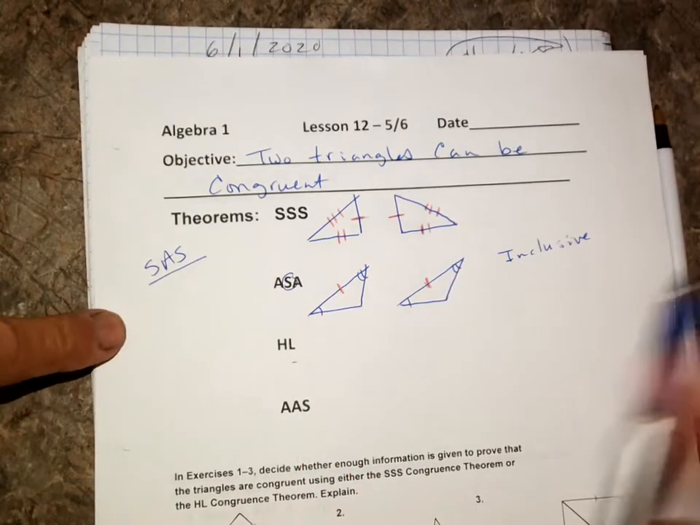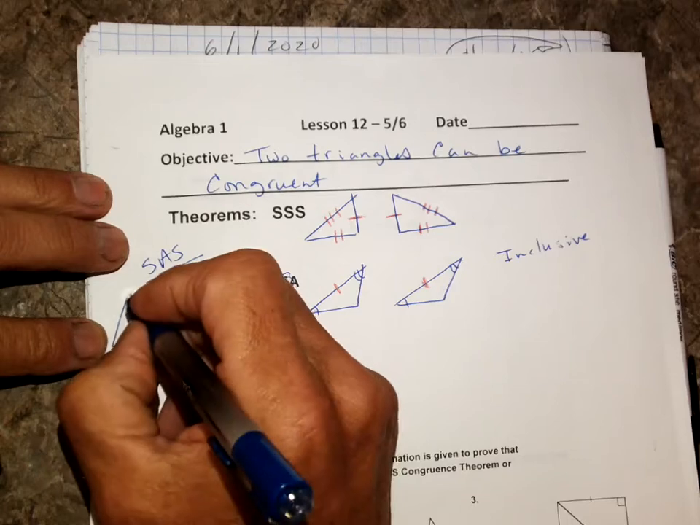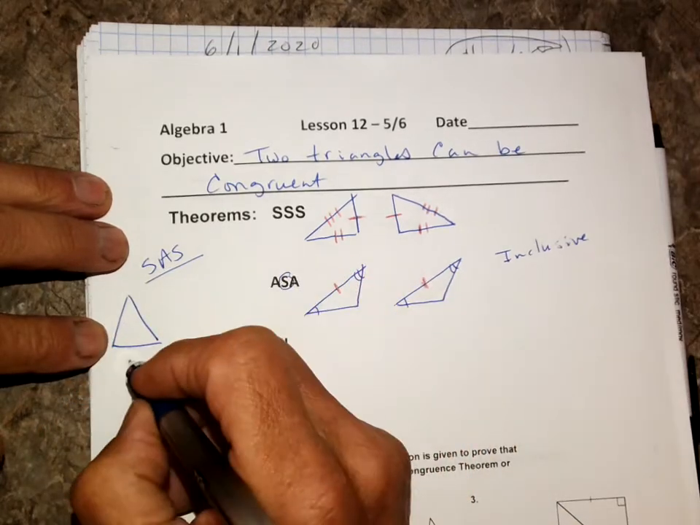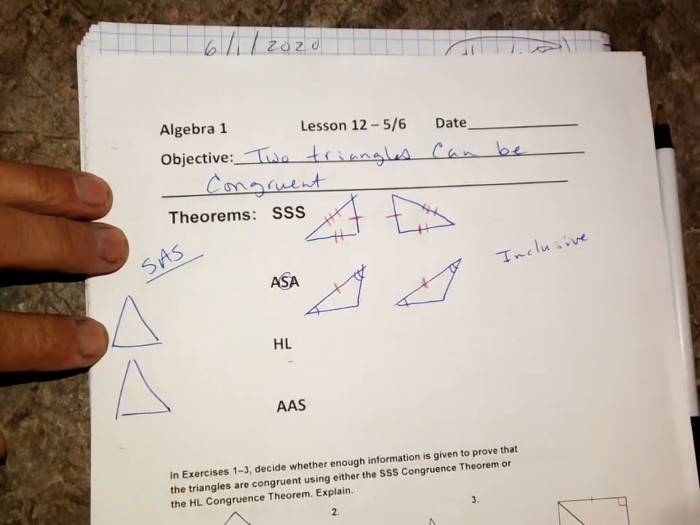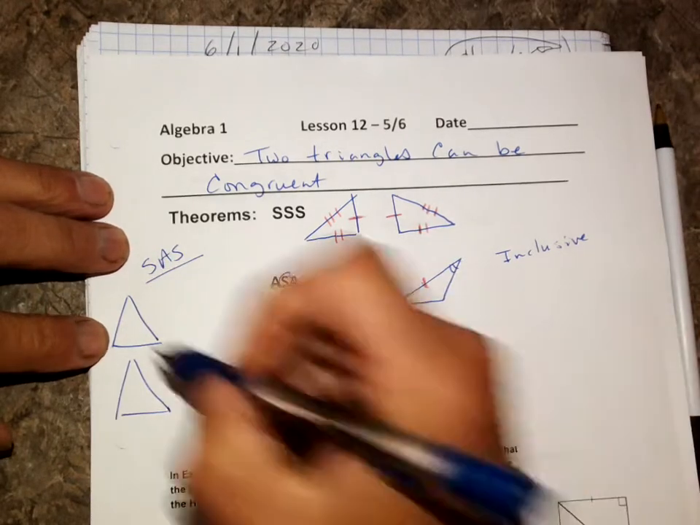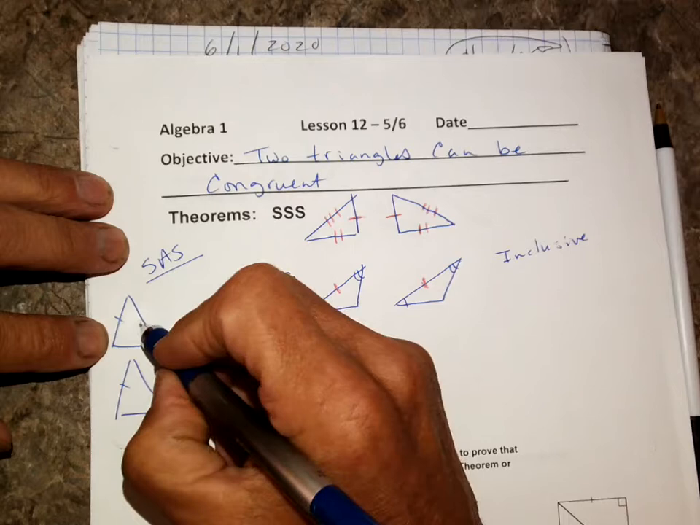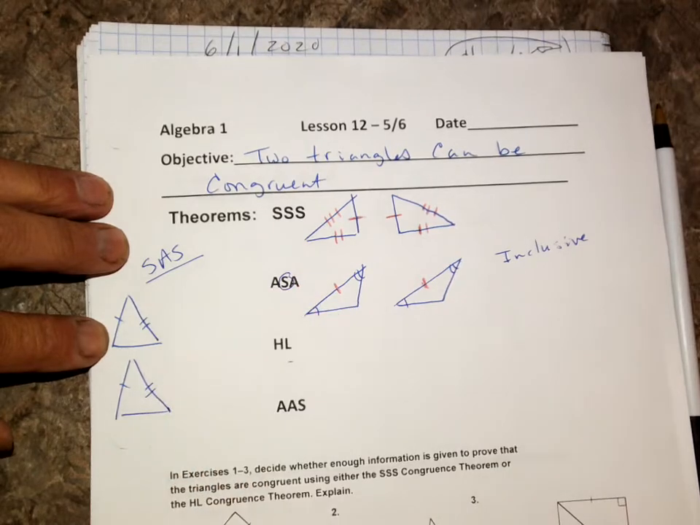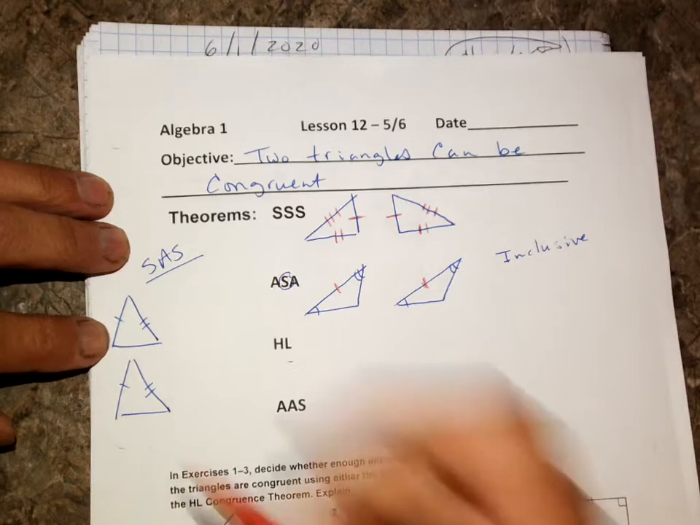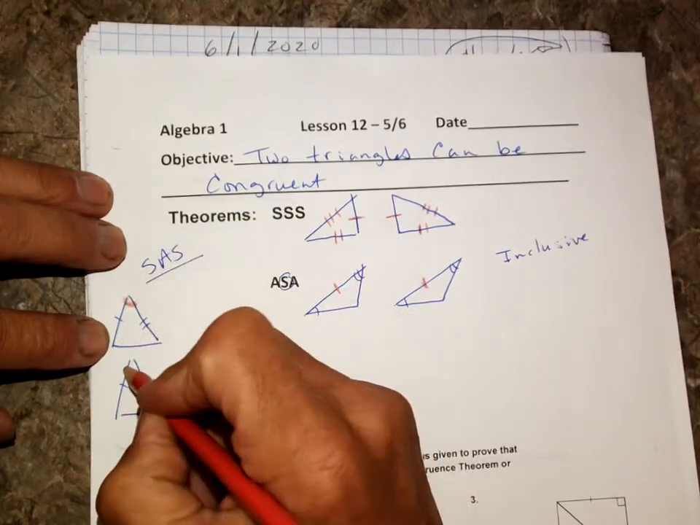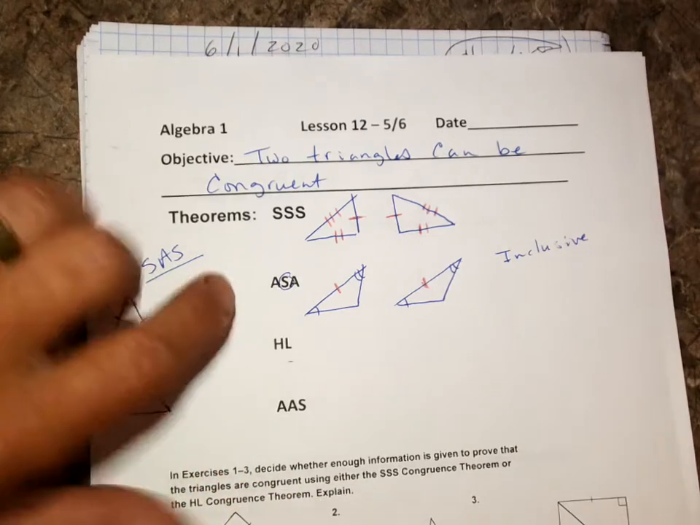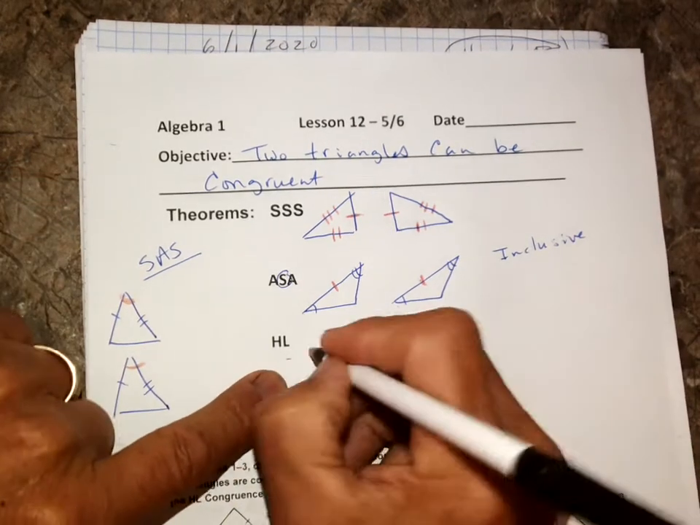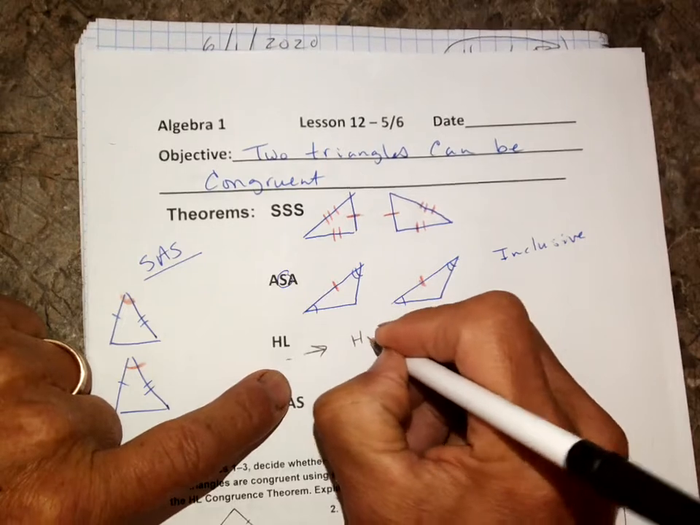Okay, we looked at side, angle, side the other day. Draw a couple little pictures here. And again, the same thing with inclusive. You've got a side equal to a side. You get another side equal to another side. So the inclusive angle, the angle in the middle, would have to be that angle here, because it's in the middle of those two sides. It's inclusive.